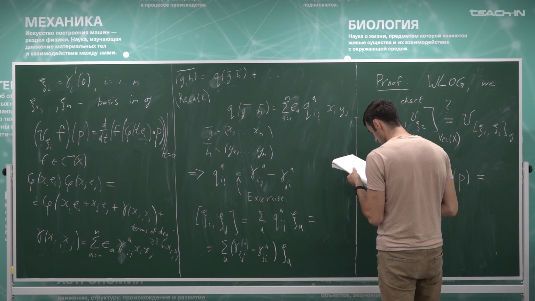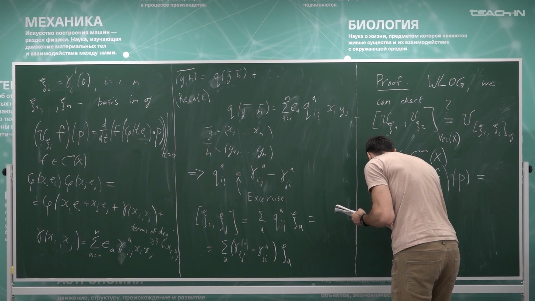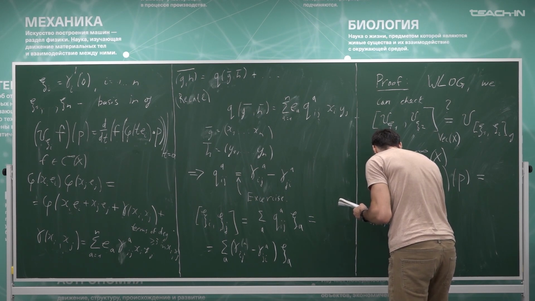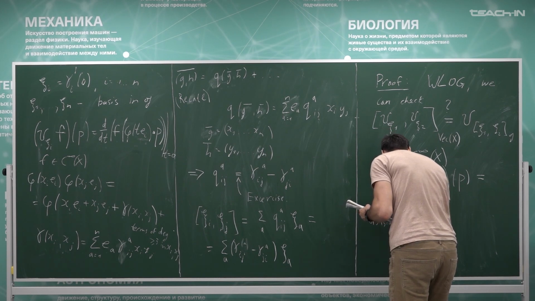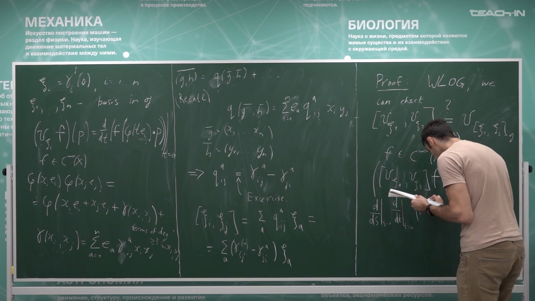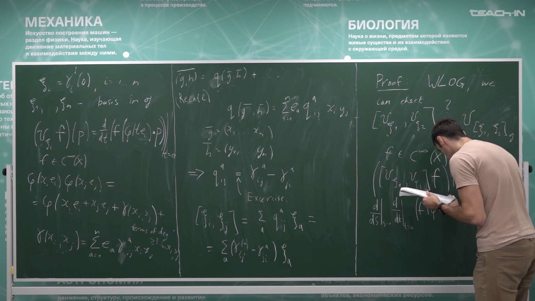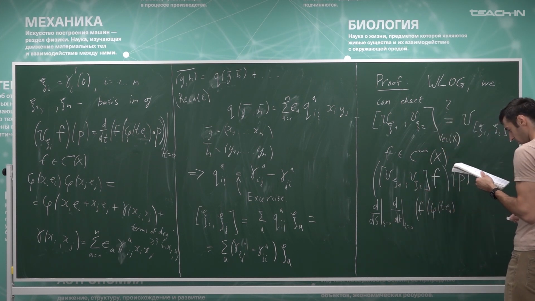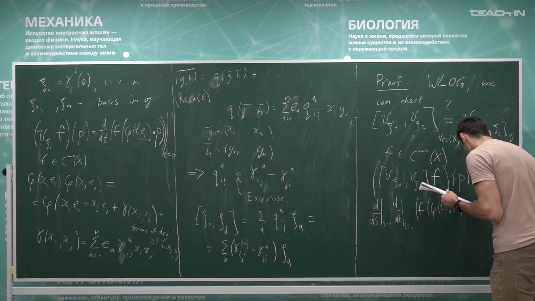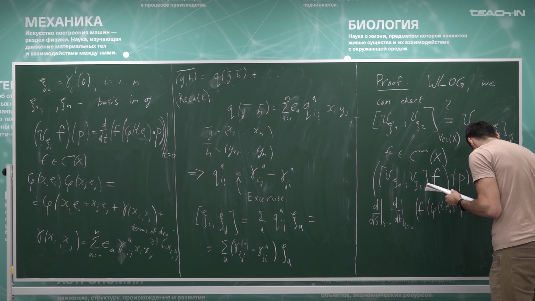So what do I get? I get the following. It is the derivative with respect to parameter s at s equals 0, the derivative with respect to parameter t at t equals 0, of the following thing: f of phi of t e_1, phi of s e_2, applied to p.